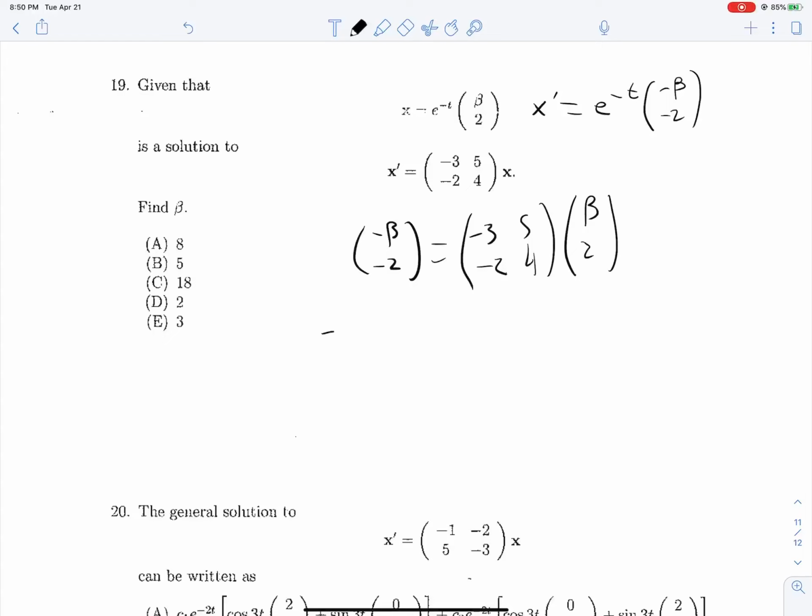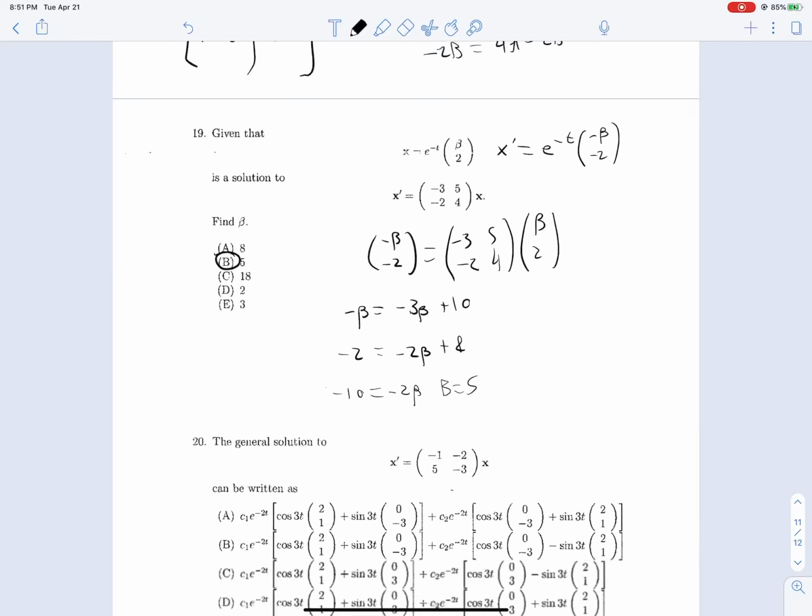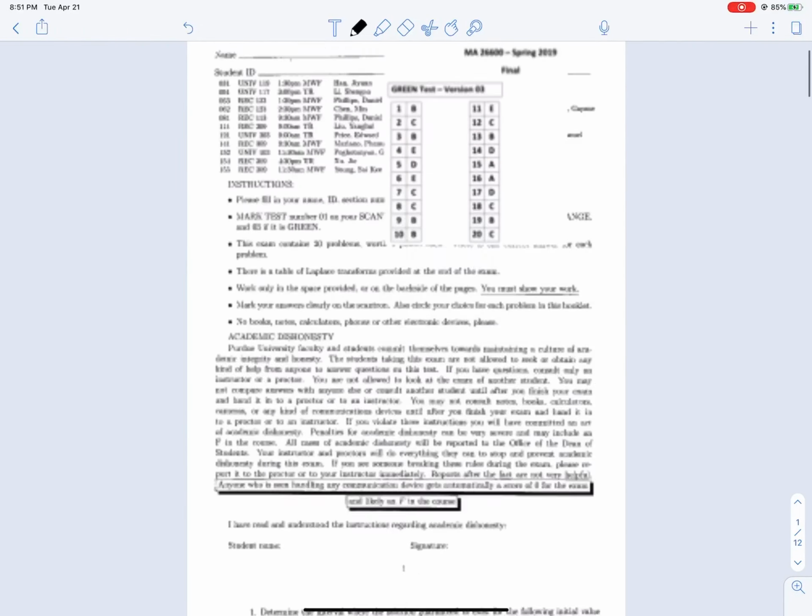We can expand this out. Negative beta is equal to negative 3 beta plus 10, and negative 2 is equal to negative 2 beta plus 8. Since we only have one variable to work with and two equations, both of these have to be identical. So we can subtract an 8 over here. Negative 10 is equal to negative 2 beta, or beta is equal to, that's a b, but whatever, you know what I mean. Beta is equal to 5, so 19 is b.